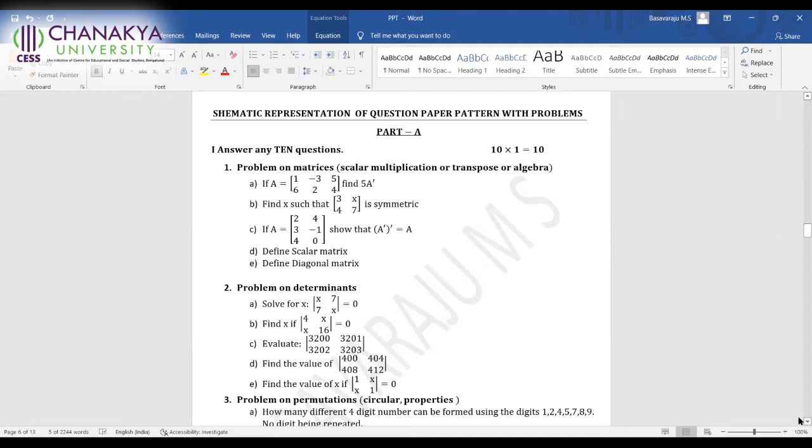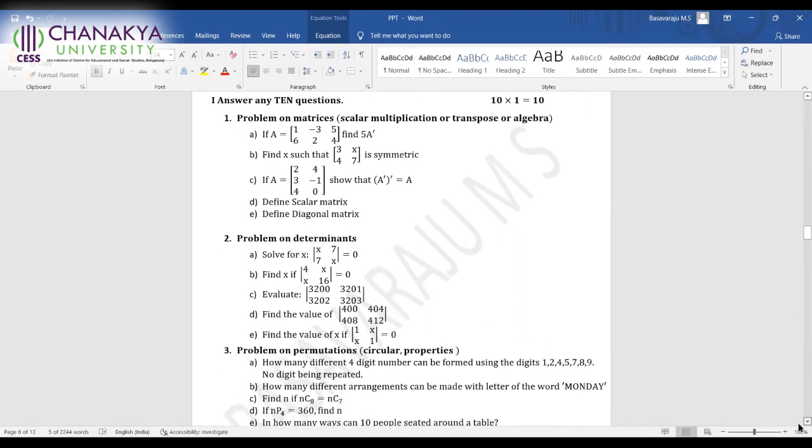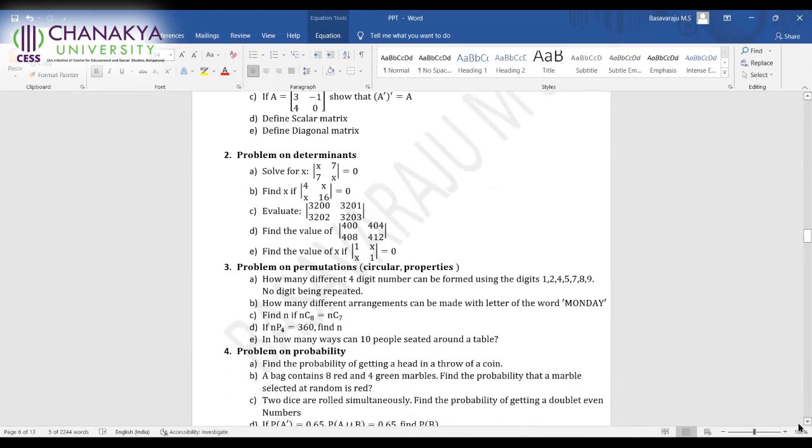In question number 2, you can expect the determinant topic. What is the meaning of that? You need to find the value of a determinant by using its properties. I've given a few problems for question number 2. Just check it out. Solve for x when the determinant x 7x is equal to 0. What is the meaning of that? We need to expand this determinant. After expanding, we should equate it to 0 to calculate the unknown term in that determinant.